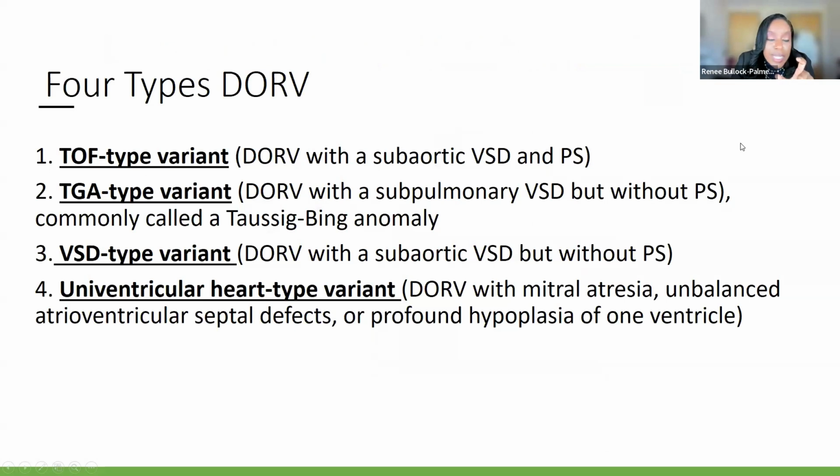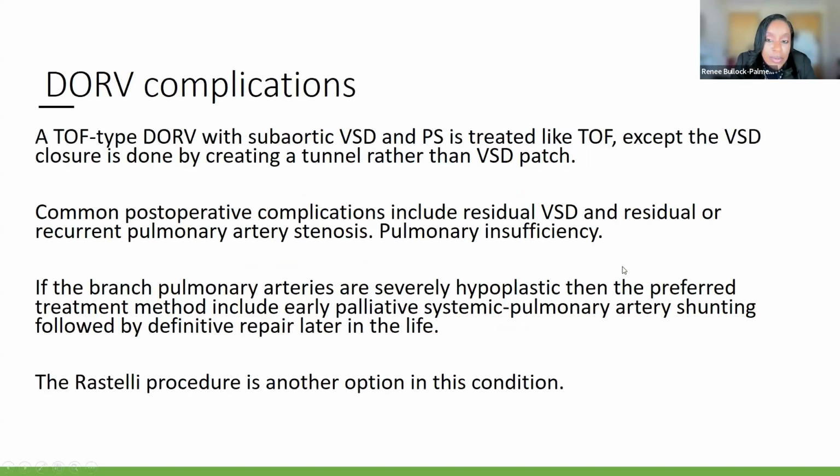There's a tetralogy flow type, where you have that subaortic VSD and pulmonary stenosis. There's a TGA, transposition of the great artery type, where you have the DORV with subpulmonary VSD, but no pulmonic stenosis. And you have the VSD type variant, and then you have the univentricular heart variant, where you may have mitral atresia, an unbalanced AV septal defect, and then you have one ventricle, be it the left or the right ventricle, that might be hypoplastic, and these patients often have to be treated and repaired with a Fontan repair.